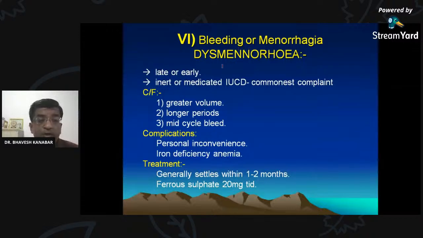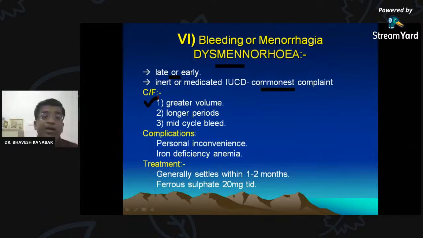Bleeding or menorrhagia or dysmenorrhea can be late or early, with inert or medicated IUCD, a common complaint with this device. Clinical feature of this menorrhagia: greater volume of bleeding during menstruation and a longer period, so menstruation time will be longer than usual. And even mid-cycle bleeding, bleeding in between the cycle, can also happen. Complications: personal inconvenience because of the frequent bleeding, the mid-cycle bleeding, the greater volume of bleeding and longer duration. It is not easy to bleed.